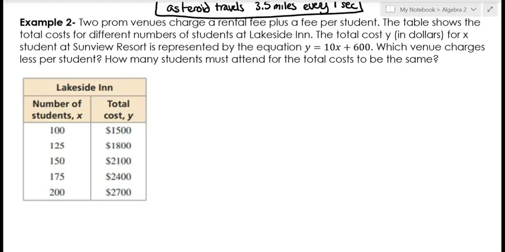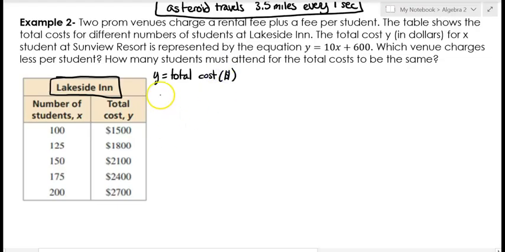Okay, so example 2 says 2 prom venues charge a rental fee plus a fee per student. The rental fee is just a flat fee for the facility, and then the fee per student increases based on how many students come. The table is showing Lakeside Inn, so when we're talking about Lakeside Inn, that's the numbers from this table. The total cost y in dollars, so right there they're telling us that y is the total cost, and that includes the price per student plus the rental fee. And then x is the number of students. So that's for both of our equations.